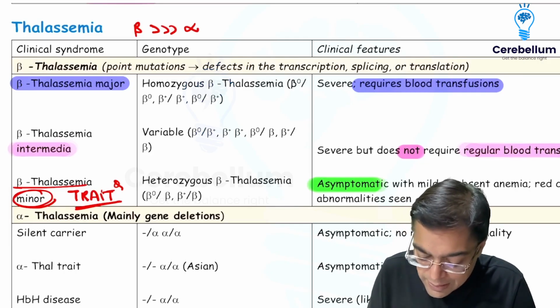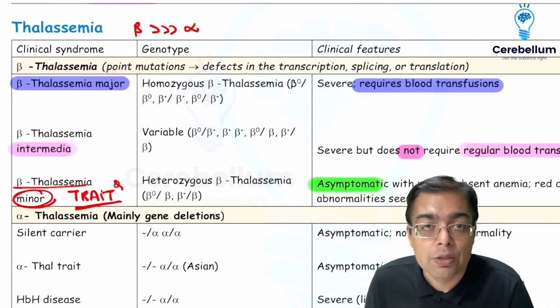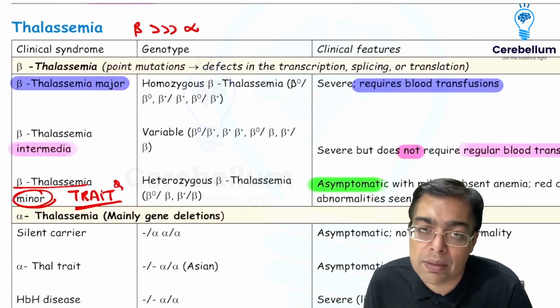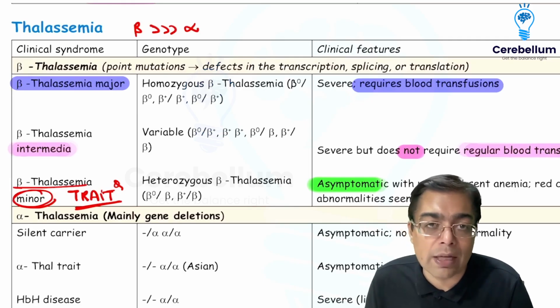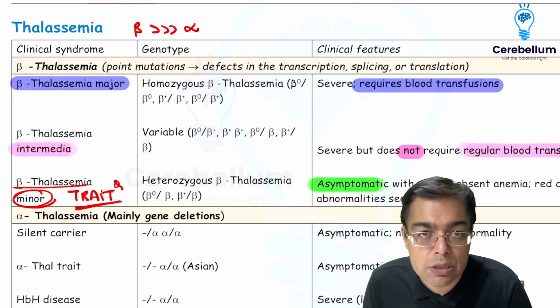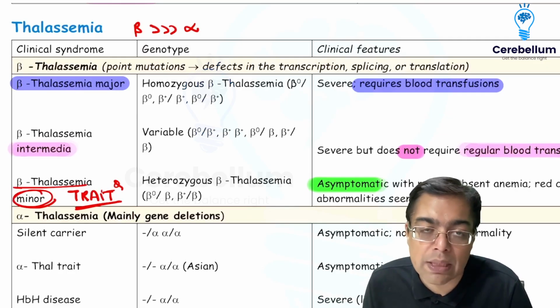Remember, major is actually a major problem in life. So, unfortunately, if that is the situation, then that is going to destroy the quality of life of the individual. So that's the reason why we keep on screening and we try to diagnose as many of these people as possible and try to spread awareness about this kind of disease.